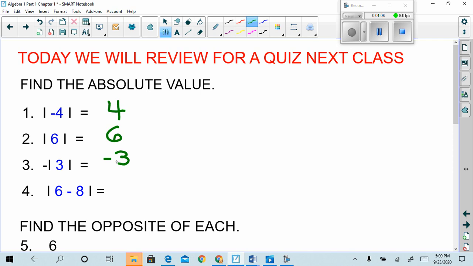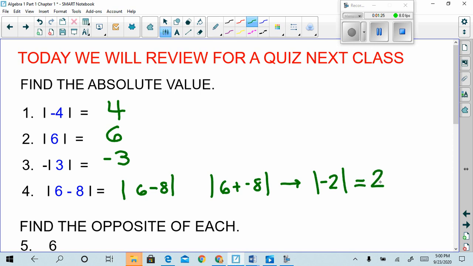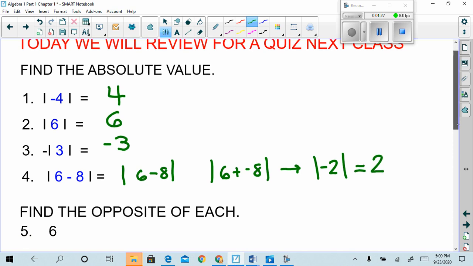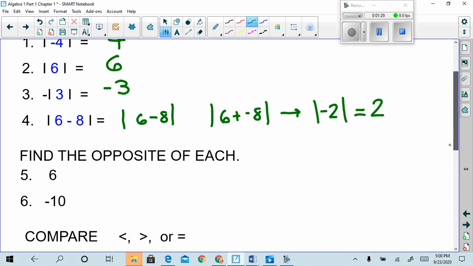In my next problem, I need to do some simplifying first. I need to subtract. Remember that when we're subtracting, we add the opposite, so this becomes 6 plus a -8, which then gives me the absolute value of -2, which equals 2. Sometimes you have to do a little simplifying before you can give the absolute value.